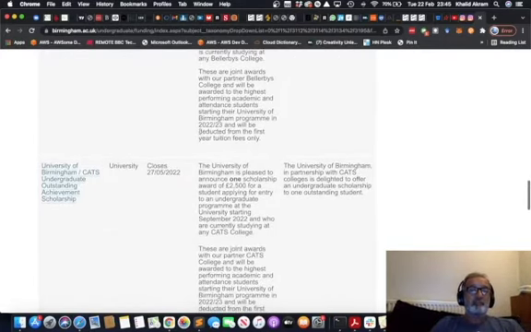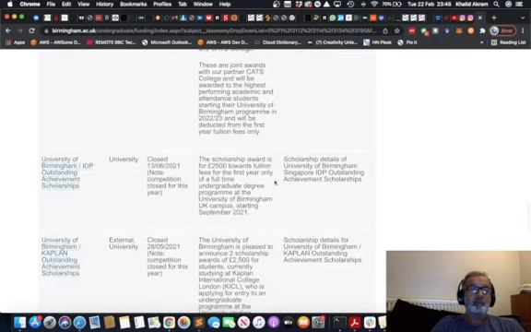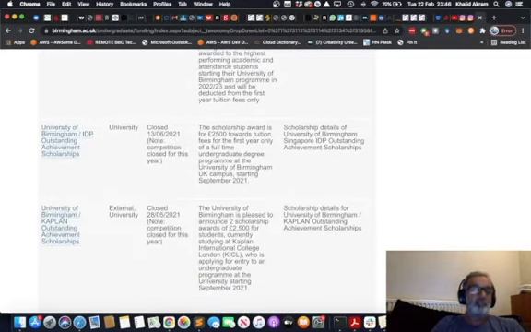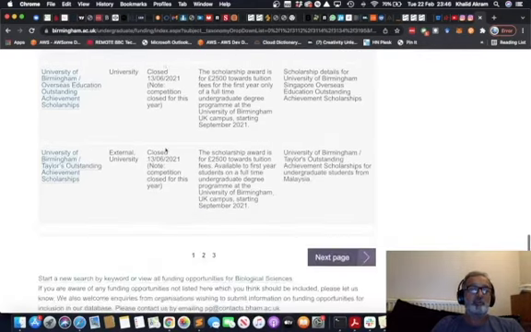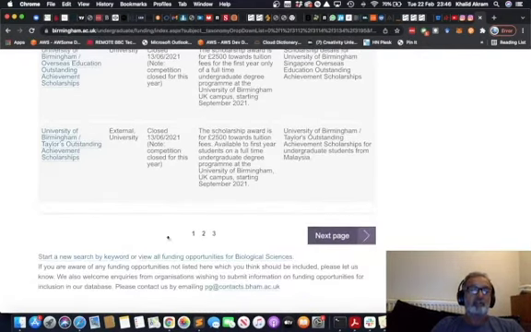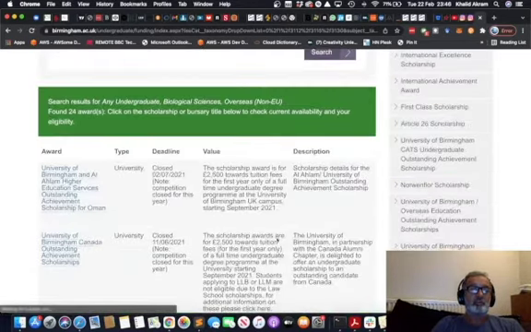So going further down, here's another one, closes on the 25th of May. This one here, scholarship award is for £2,500 towards tuition fees for the first year only of a full-time undergraduate degree program at the University of Birmingham. And this closes in the middle of May. Oh, that's closed. Sorry, that's closed as well. So we can ignore that one. Yeah, 3 pages. So don't forget, there's another page where there'll be more information.